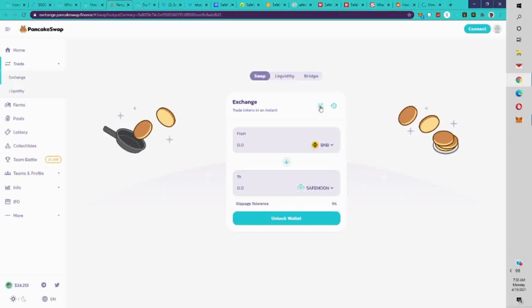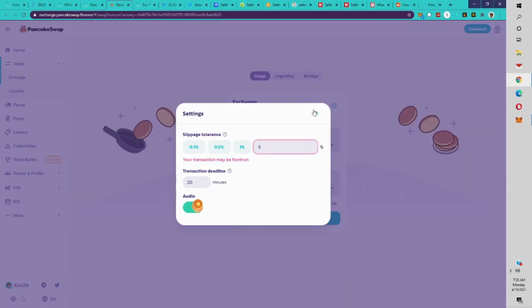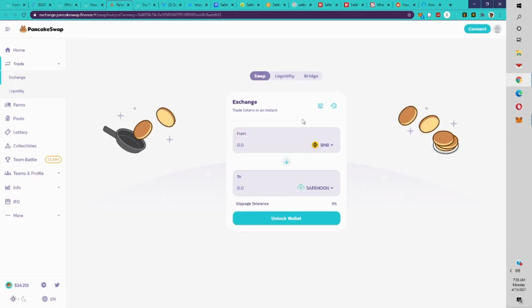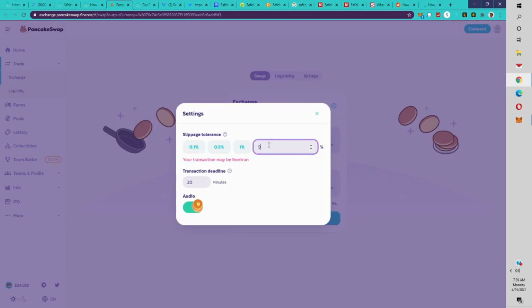Make sure you set your slippage. When you go here, set your slippage to 8 or 9% so it can work, because the transaction may not work unless you set the slippage higher. Okay, I think it has to be 10%, right? They said it was a 10% tax, so I think you have to set your slippage to 10% for the transaction to go through.